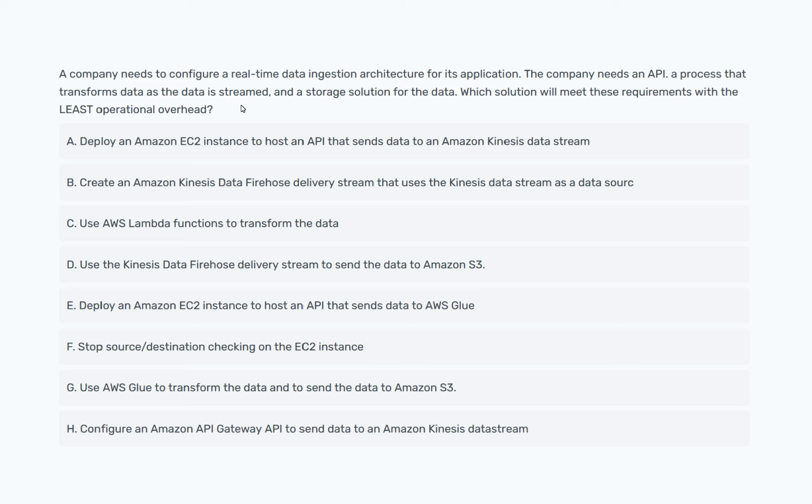Keep in mind we need the API, right? Use the Kinesis Data Firehose delivery stream to send the data to Amazon S3. Yeah, S3. Keep in mind we need storage as well. Deploy an Amazon EC2 instance to host an API, and send the data to AWS Glue.